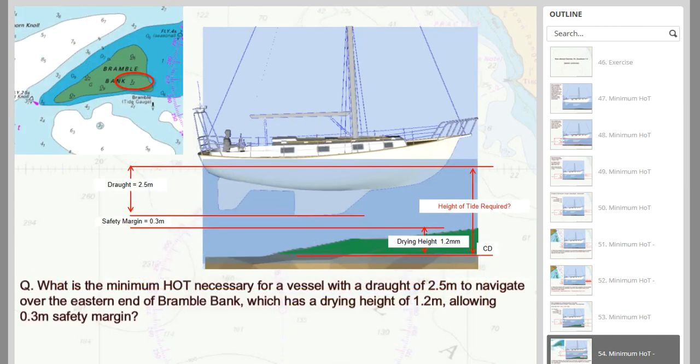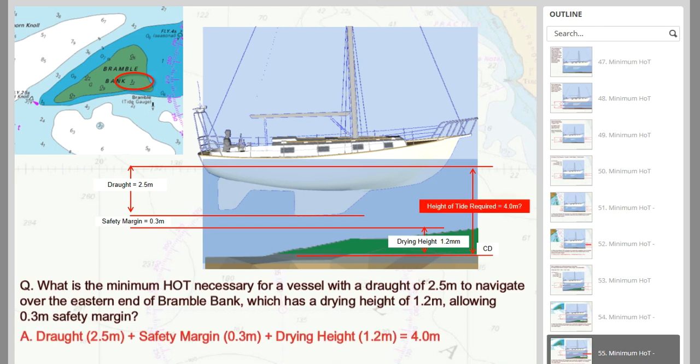Now, what is the minimum height of tide necessary for a vessel with a draft of 2.5 meters to navigate over the eastern end of Bramble Bank, which has a drying height of 1.2 meters, allowing 0.3 meters safety margin? The answer is 4 meters, calculated as draft 2.5 meters plus safety margin 0.3 meters plus drying height 1.2 meters equals 4 meters.